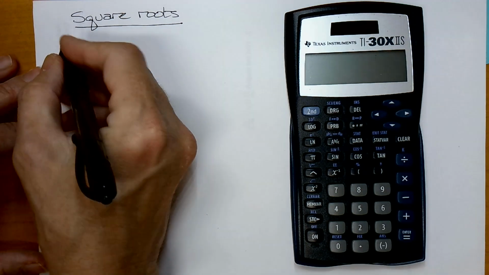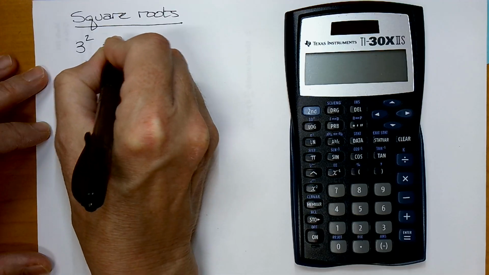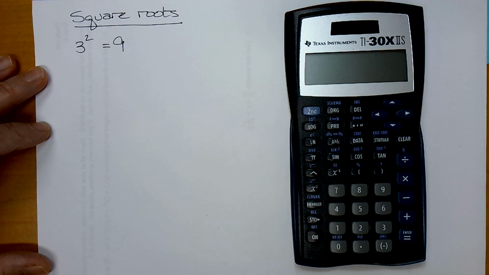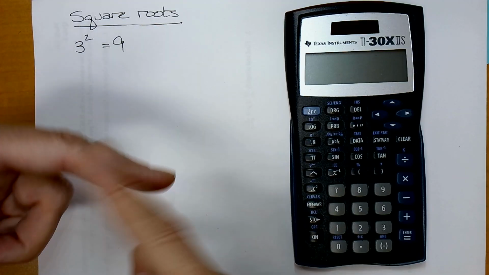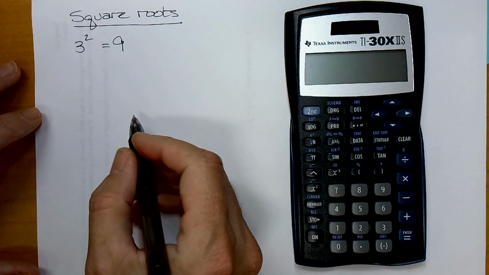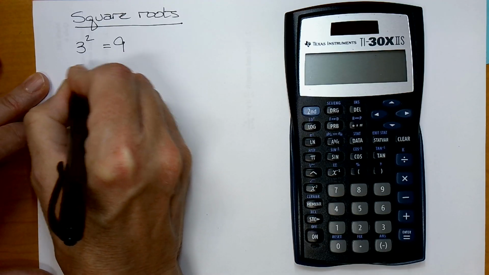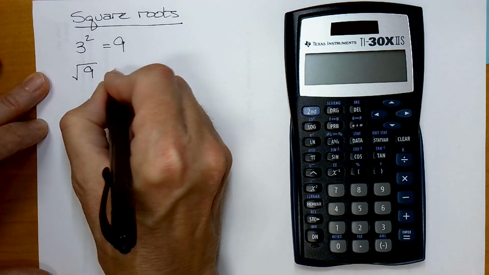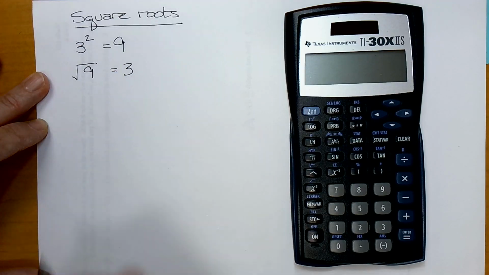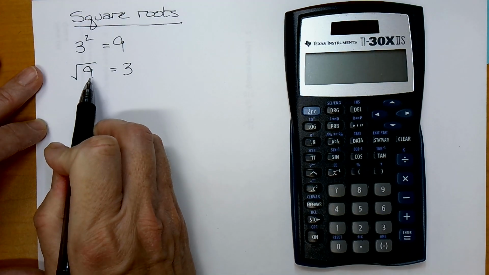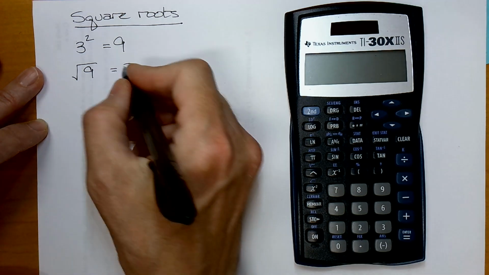We know that, say, 3 squared means 3 times 3 and gives us 9. A square root is kind of the opposite operation from squaring. If 3 squared is 9, then the square root of 9 undoes that squaring process. The square root of 9 is 3. A square root asks the question, what number do I multiply times itself to get 9?